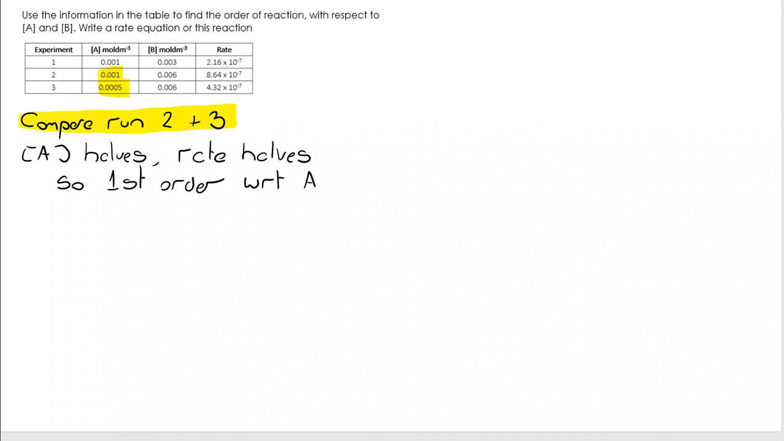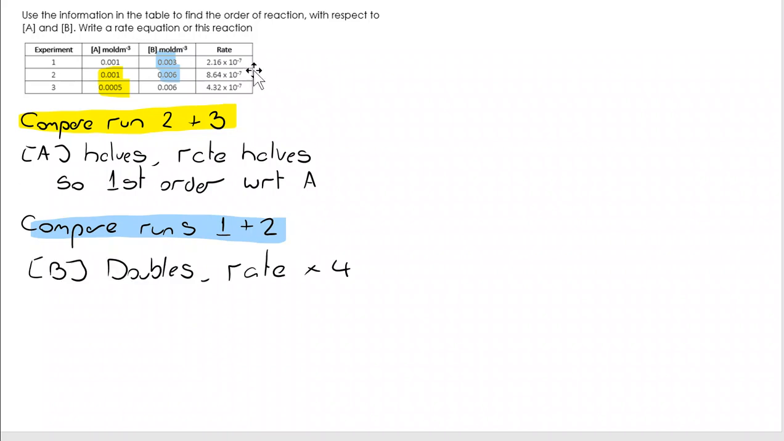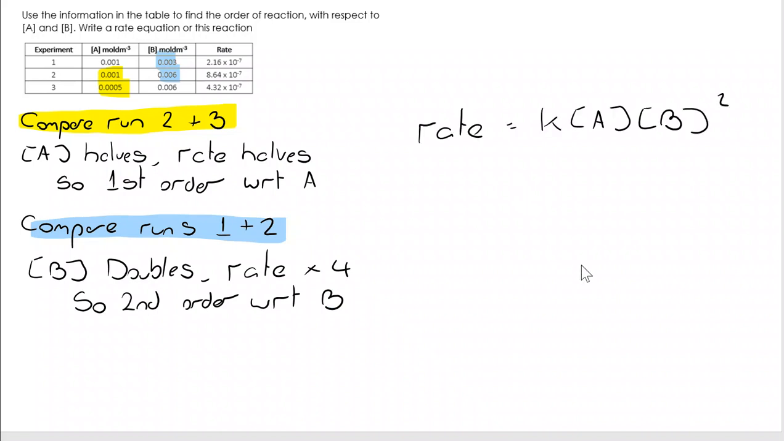Now let's see what we can do with B. Well, on experiments 1 and 2, I can see that I've doubled B, but I haven't changed A at all. So any change in the rate is entirely down to the change in B. And what we see here is when we double the concentration, the rate's actually gone up from 2.16 to 8.64 × 10^-7. It's quadrupled. So that shows us that this is second order with respect to B. And if I now know that, I can do my rate equation. Rate equals k, never changes. A, first order, I don't need to put the 1. B, second order, so the B as a power.